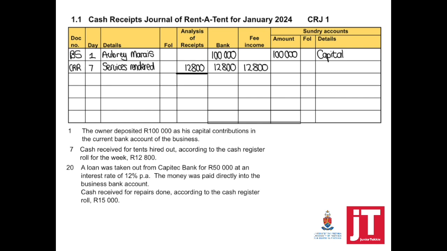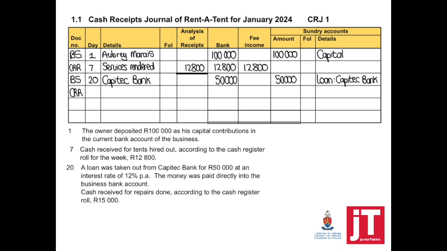I don't care at what percentage we're going to pay back that loan with the interest, 12% per annum. All I need to say now is that the business received money. My source document will be bank statement because that money was paid directly into the business bank account. From whom did we receive the money on the 20th? From Capitec Bank. How much did we receive? It goes directly to the bank. 50,000. If your source document is bank statement, directly into bank. Why did we receive the money? Because of loan, Capitec Bank.